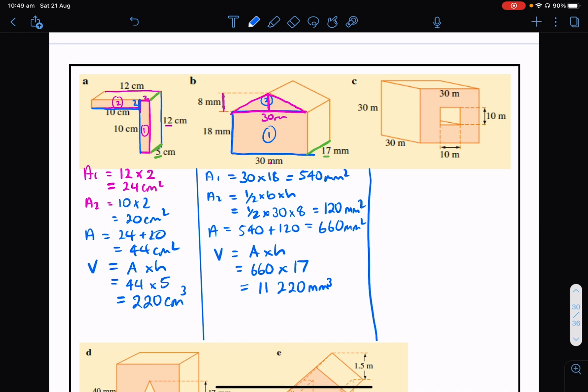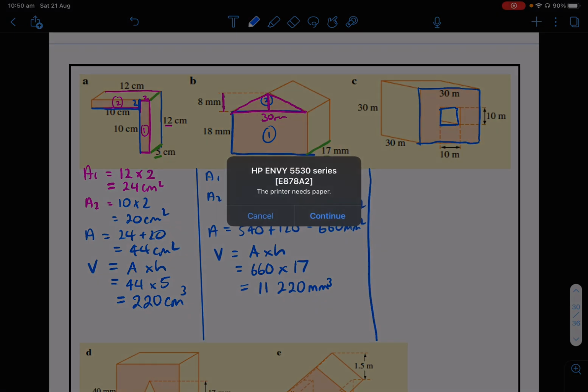All right, here we have a rectangle face, this rectangle face here, and we have a square taken out of it. So here we're going to need to do a subtraction with these ones. Okay, so let's have a look.